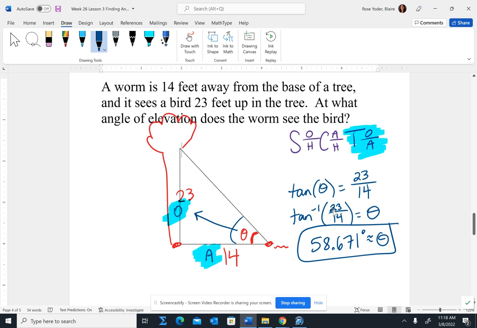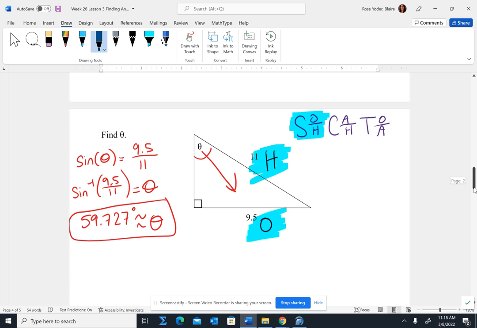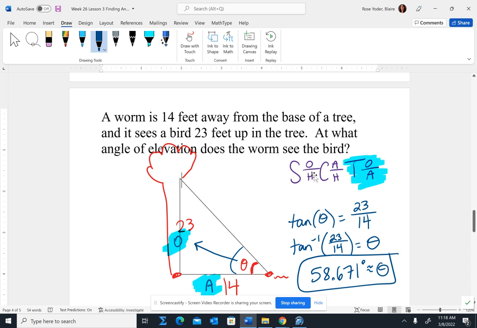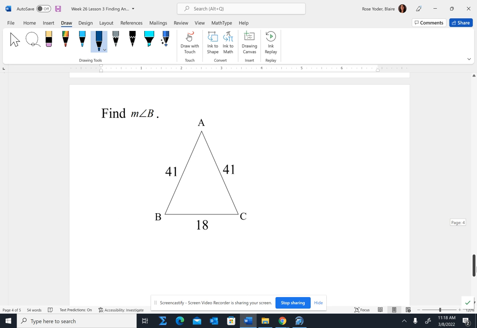Just as a little side note, you might have noticed this time the bigger number was on top. For the previous two problems, the smaller number was on top. This kind of matters because the hypotenuse is always the biggest side. So if you were doing inverse sine and you accidentally did 23 over 14, your calculator would be like, nope, error. Can't have a hypotenuse that's smaller than one of the legs. So just a little side note on that.